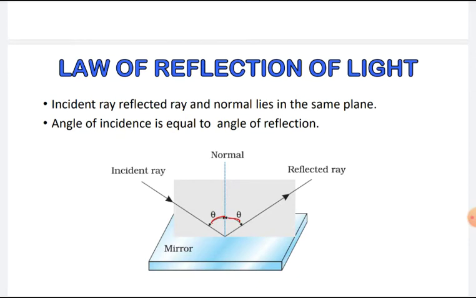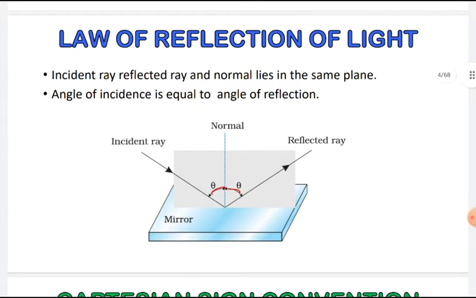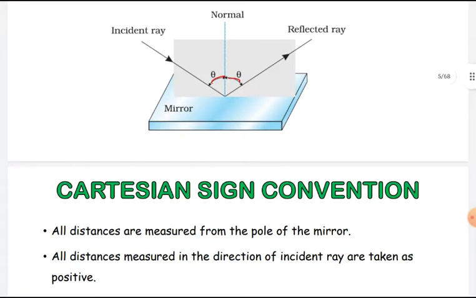Law of reflection of light. The incident ray, reflected ray, and normal lie in the same plane. Second one, the angle of incidence is equal to the angle of reflection. Incident ray, normal, reflected ray, mirror.